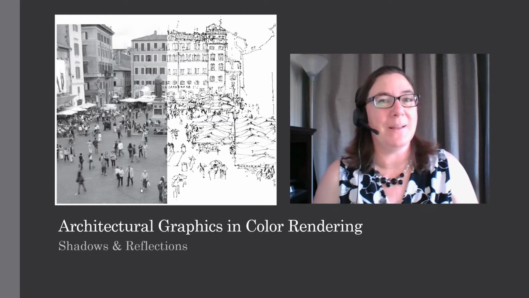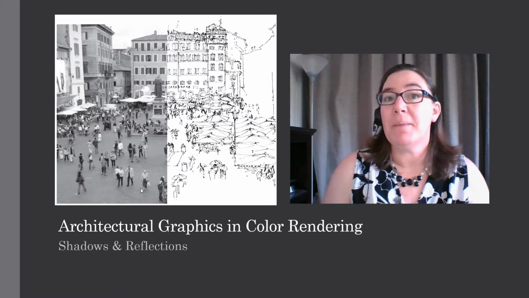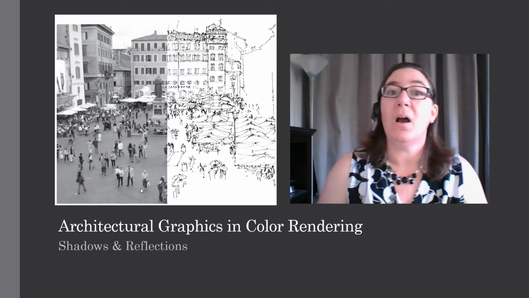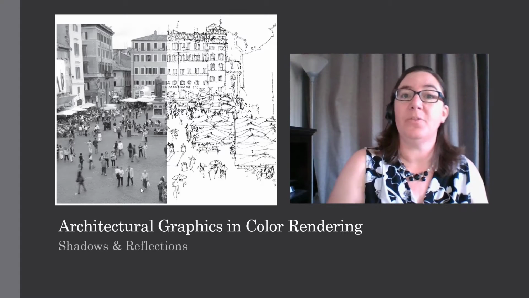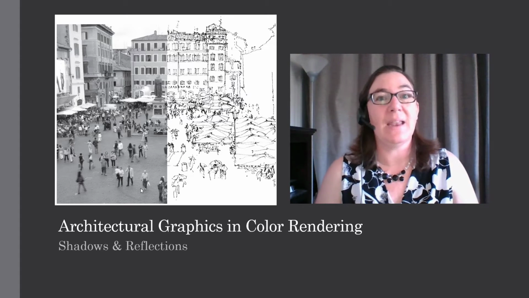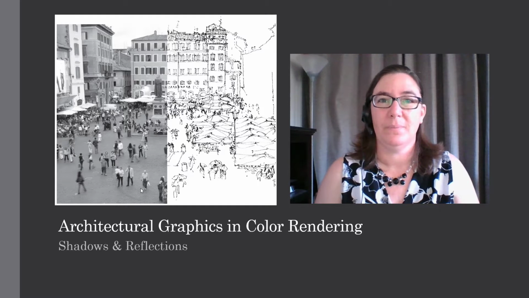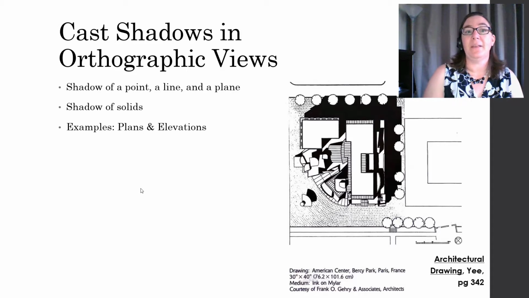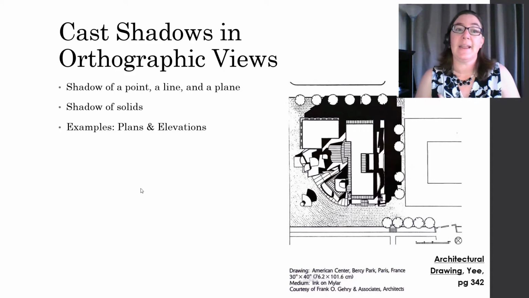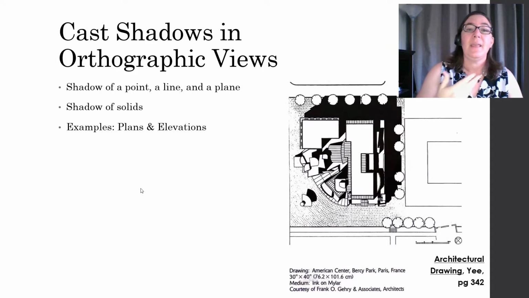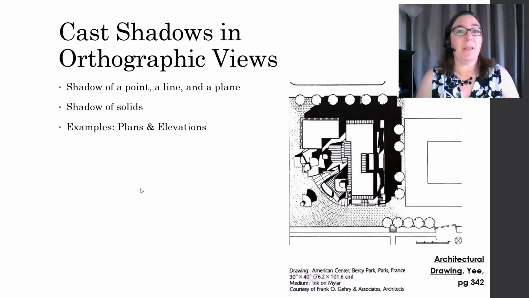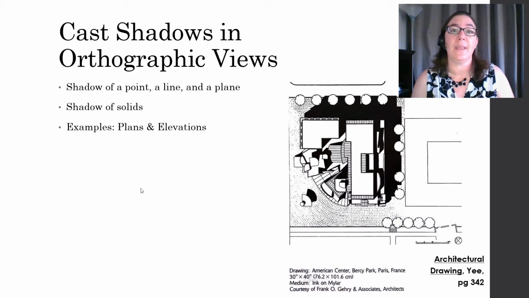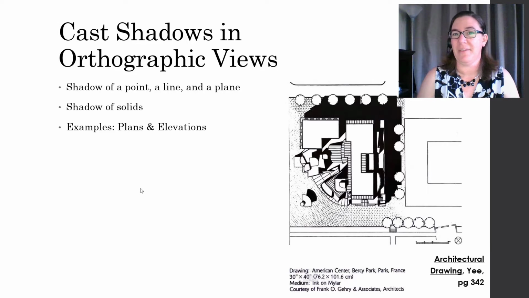Hi everyone, welcome back. So now that you know a little bit more about what shadows are, we're going to talk about how to cast shadows in an orthographic drawing. We'll start out with some basics of how to cast the shadow of a point, a line, and a plane, moving on to three-dimensional solids, and finally, how is this applied to architectural drawings? We'll take a look at plans and elevations.